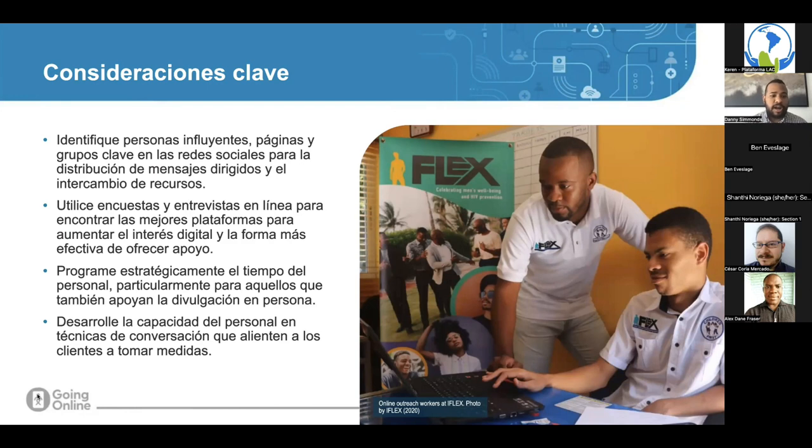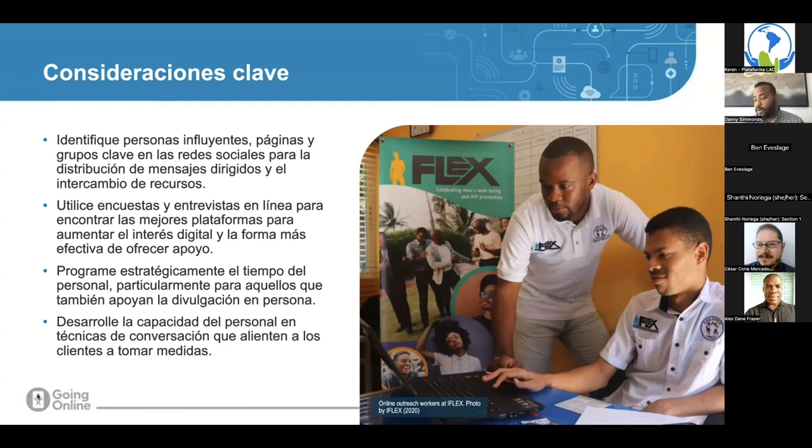There are also online surveys and interviews that can be conducted to understand the best platforms for increasing digital interest and the most effective way to offer support. We also encourage that you strategically schedule staff time, particularly for those supporting in-person outreach as well. So you'll find that some programs may have resources to have staff dedicated to online outreach, like iFlex, and some may not. They may use peer outreach workers who are already doing traditional forms of outreach and may need to split time with this work.